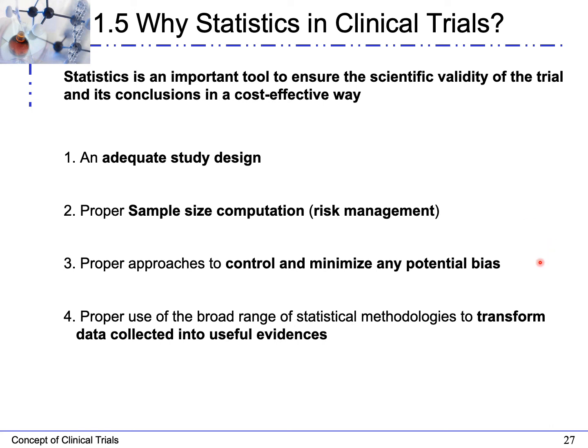And the third element is the proper approach to control and minimize bias. We spoke about randomization and blinding that are in place to control and minimize potential bias. And there is a bias when the observed difference between study groups is due to another factor than the treatment under study. And so there is confounding.